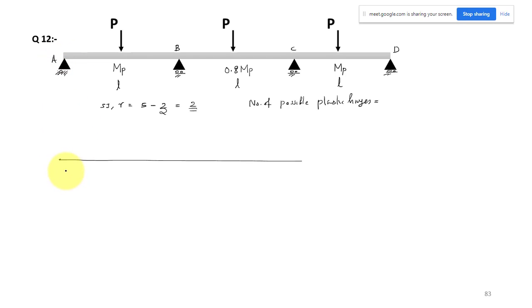At the simple support the moment is 0, so it will be like this. At B we have some moment. Then we have C and then we have D. So this is the fixed end moment. Then the moment due to the load is the sagging moment, which will be a triangular moment, something like this. So this will be your moment diagram.